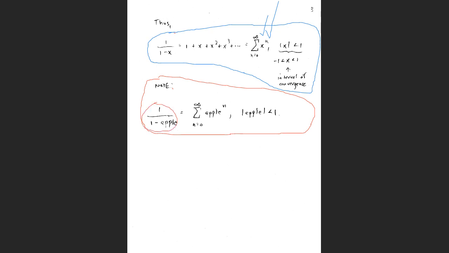It would just equal the power series n equals 0 to infinity of the apple to the nth power, where the absolute value of the apple, because that's my common ratio now, is less than 1. Or, equivalently, we can say that the apple is less than 1 and greater than -1.